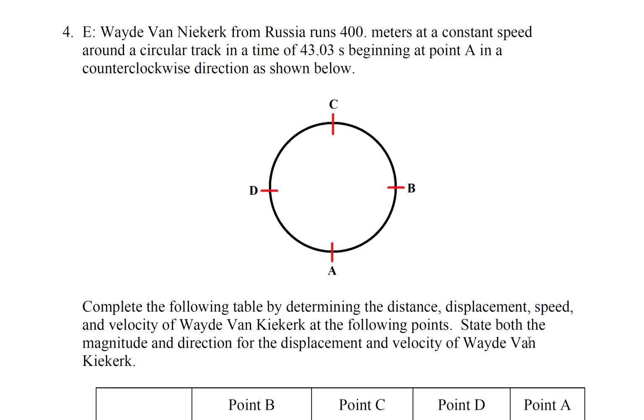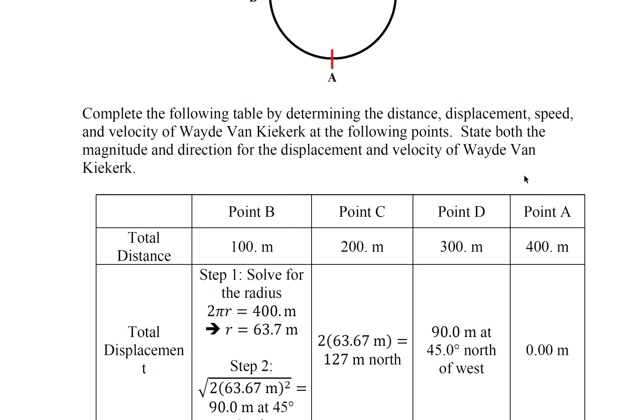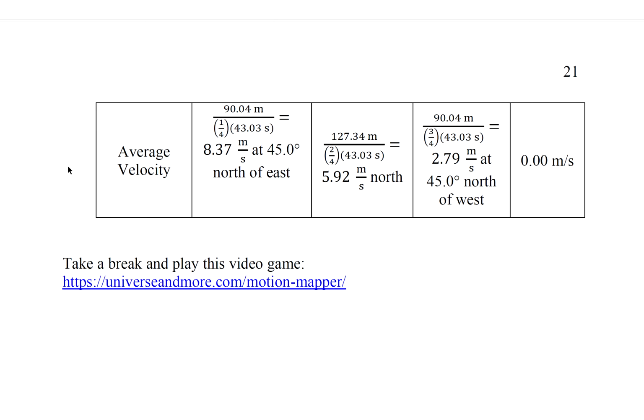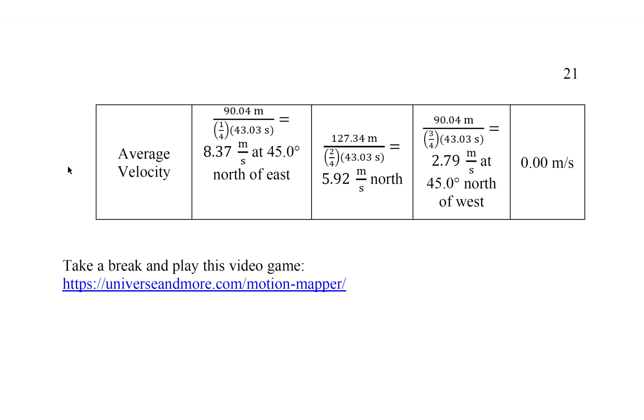Finally, for question 4, we're running around a track that's going to be a circle. The circumference or the perimeter of the circle is going to be 400 meters. You could see how the total distance and the total displacement and the average speed were calculated. And you could see how the average velocity was calculated.